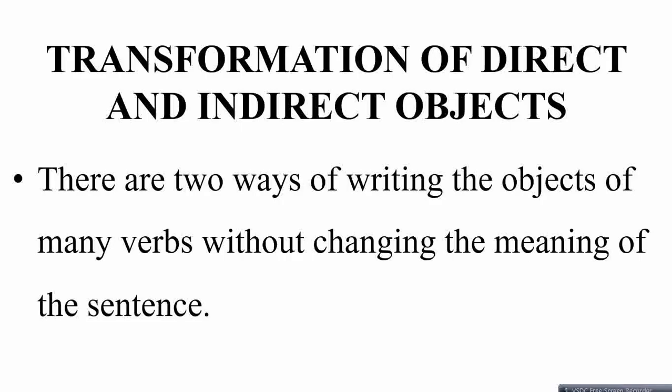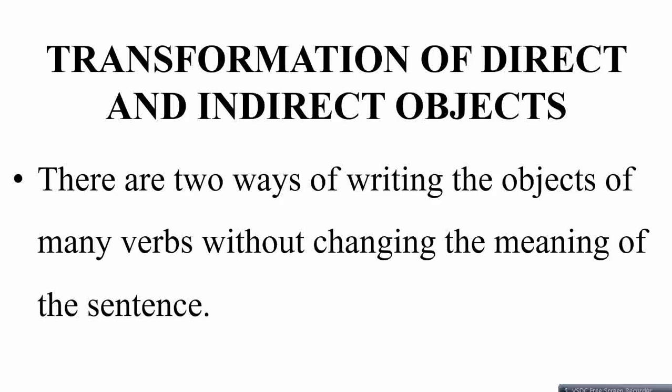Now, what is the transformation? There are always two ways of writing the objects of many verbs without changing the meaning of the sentence. बहुत सारे verbs ऐसे हैं जो कि flexible होते हैं in order to adjust your object positions and yet in either case आपके पास जो sentence की meaning है, जो उसका gist है, वो alter नहीं होता.